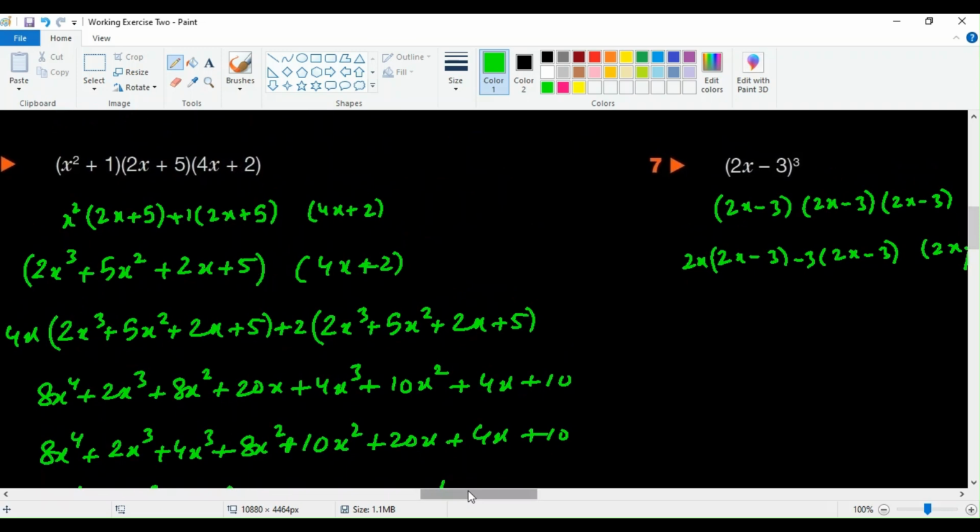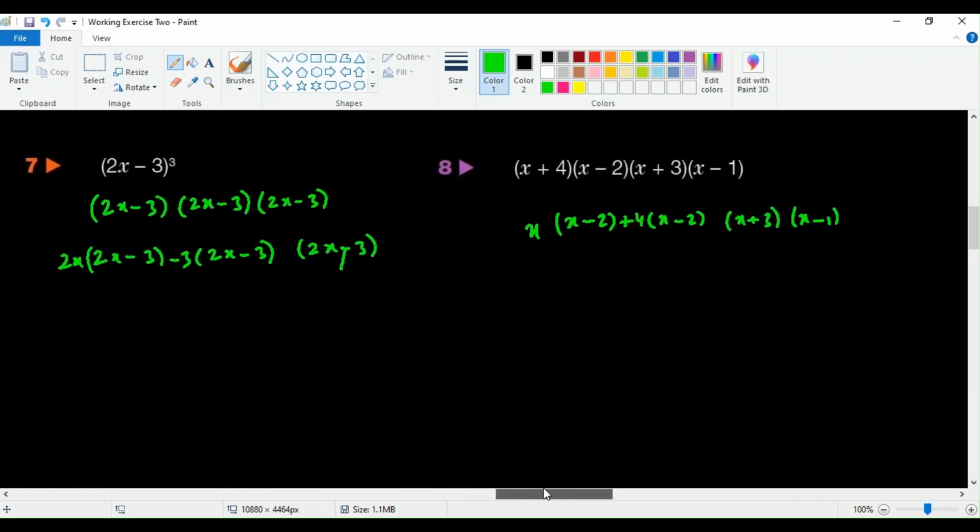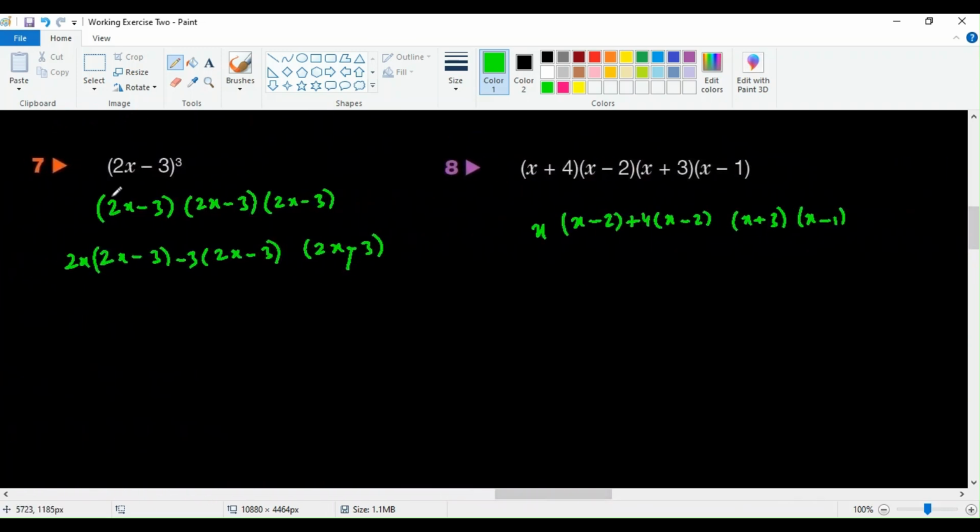Now comes question number 7. I know very well that 2x minus 3 whole cube means 2x minus 3 is multiplied by itself 3 different times. So I have written 2x minus 3 three different times and multiplying 2x minus 3, and this 2x minus 3 is going to be multiplied later.